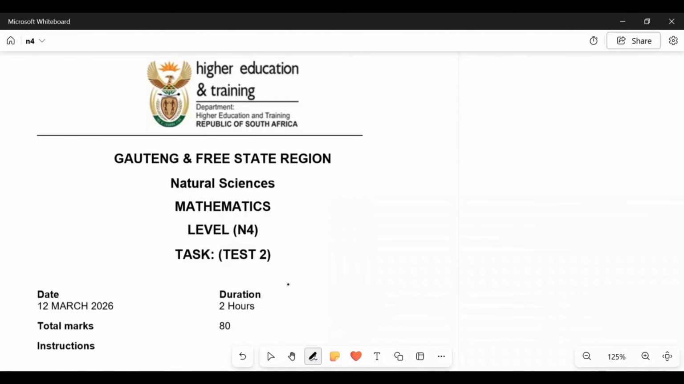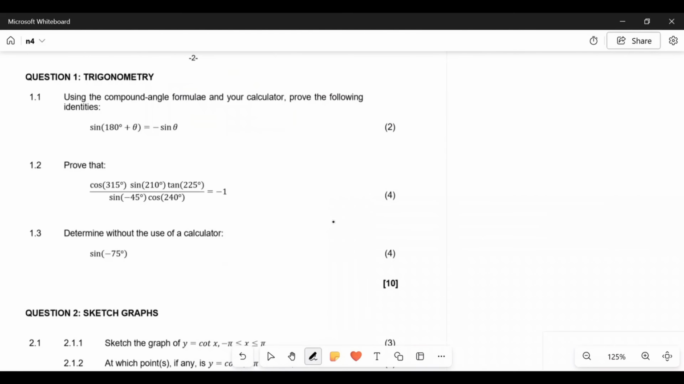So let's look at this question paper and let's start solving question 1. All right, guys, here's our question 1. Question 1 has 3 questions. We're going to start with question 1.1, then we're going to do question 1.2 and question 1.3 in that order. Let me create space so that we can do question 1.1.